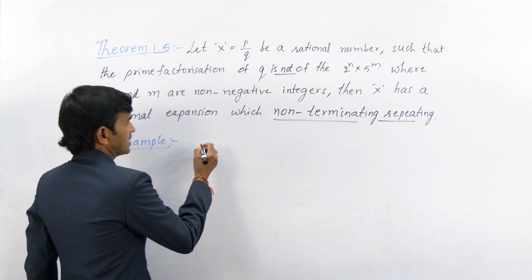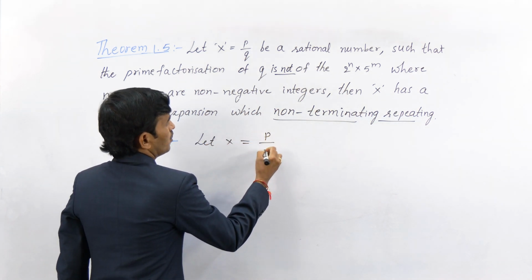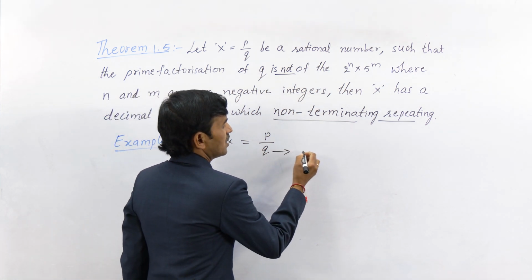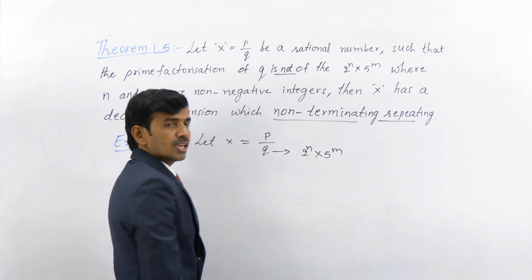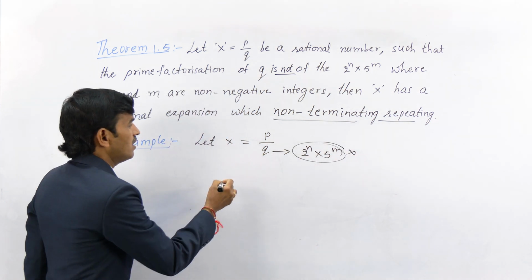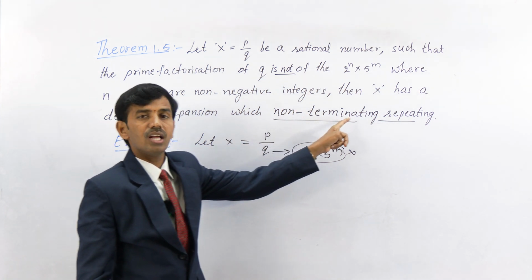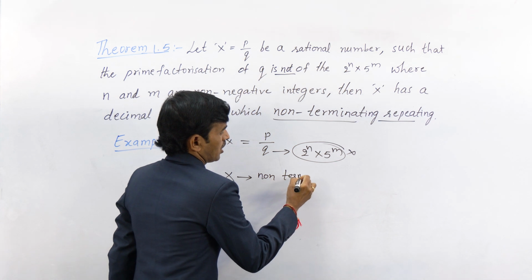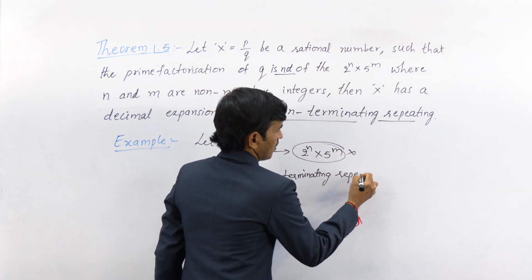Let us consider one example. Suppose x is equal to p by q is a rational number, where q cannot be expressed in the form of 2 power n into 5 power m. If it is not able to be expressed in this format, then x is a non-terminating repeating decimal.